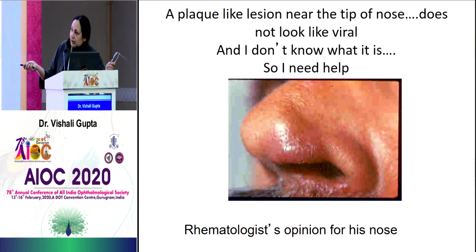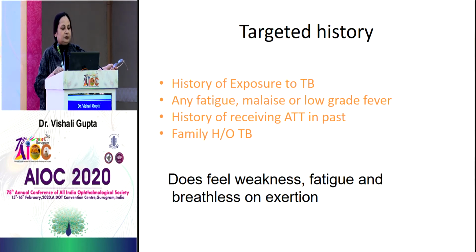So I do not understand what this is, so I need a rheumatologist to help me out. In the meantime, the viral is already out, so we are between TB and sarcoid, okay? So how would you differentiate? You just ask any history of TB in the family, any history of treatment in the past. He says he does feel weakness, fatigue, and breathless on exertion, but there is no history of exposure to tuberculosis, okay? So which investigations would you order?